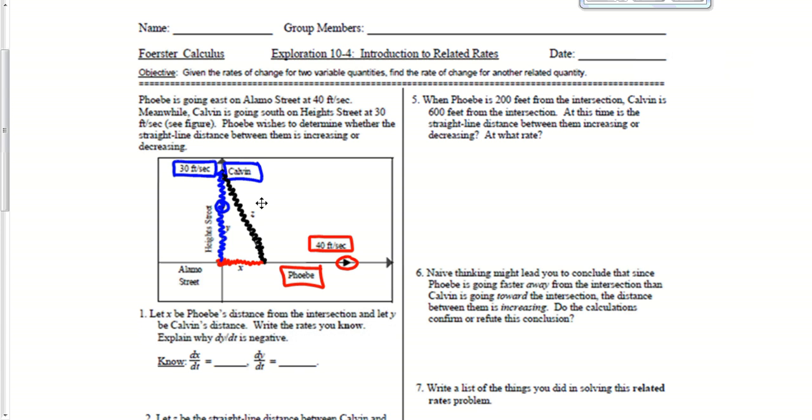Rates. Okay, so we're talking about rates. And it says down here that we know dx/dt. Well, let's see. What is dx/dt? That is the rate of change of x with respect to time.